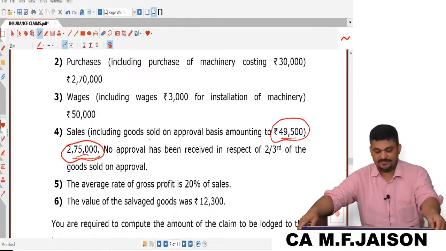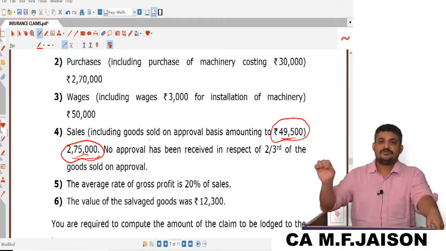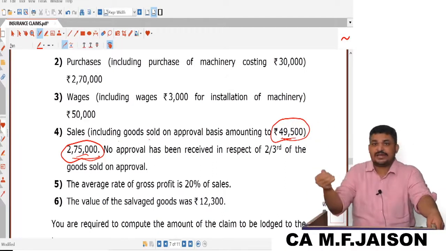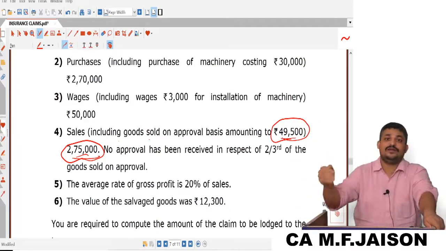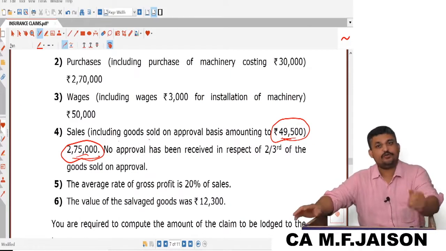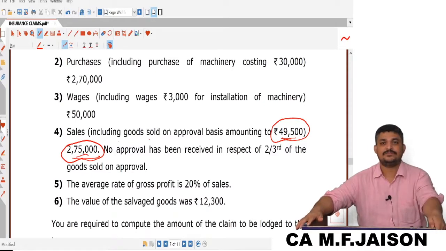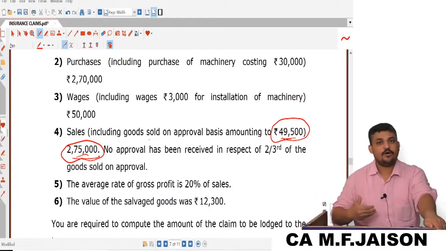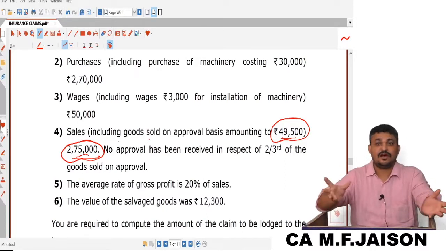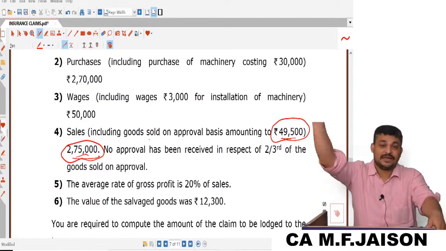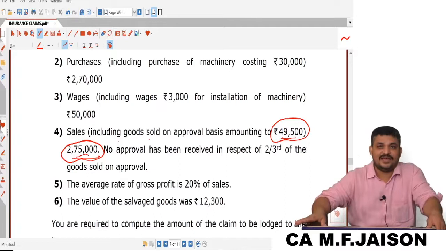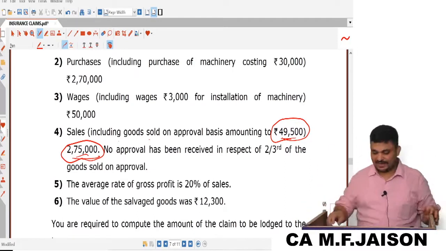So please be very clear, my dear friends. This stock is available with customers, so I should mention that very clearly. I should not include that as part of stock on the date of fire. Who is the owner of this stock? I am the owner, not the customer. But should I take it for the purpose of claim? No, because it is stock which is not destroyed by fire. It is available at the customer's place and is not destroyed by fire. It is not stock on date of fire. Understood? That is how you should understand it, my dear friends.